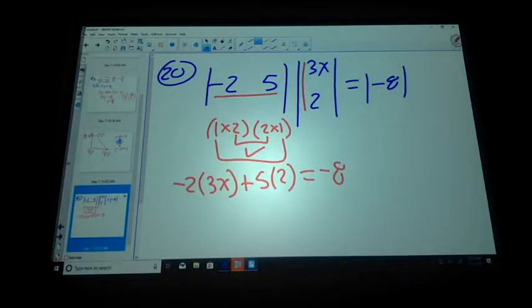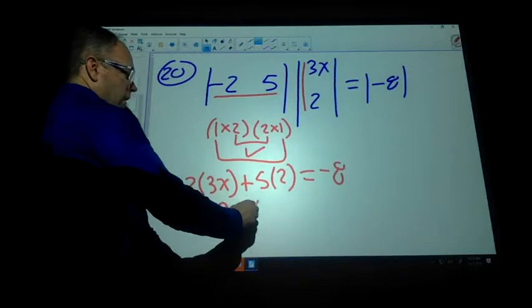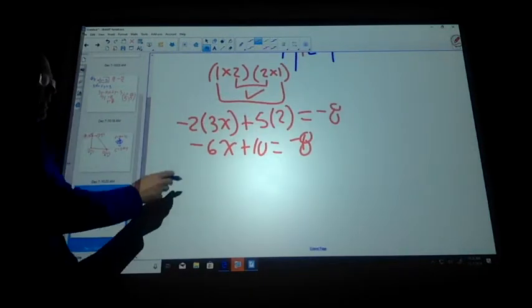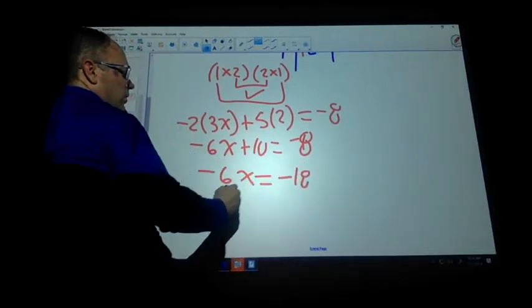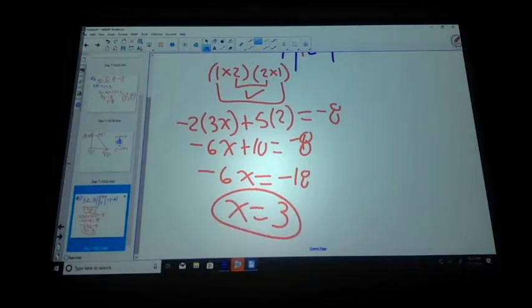So you take the entire row times the entire column. It's like multiplying and then you sum up those terms, which we don't have that many. So I get negative 6x plus 10 equals negative 8. And then that's going to give me negative 6x equals negative 18. So x has to equal 3. Okay. Anything else off the homework?